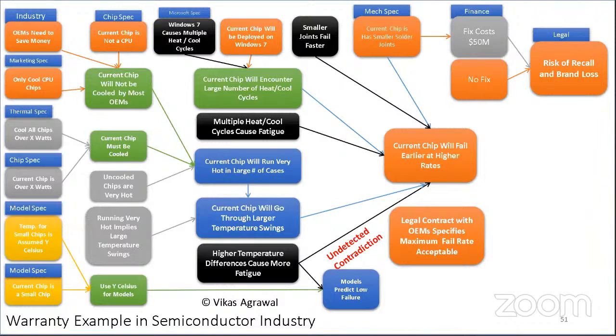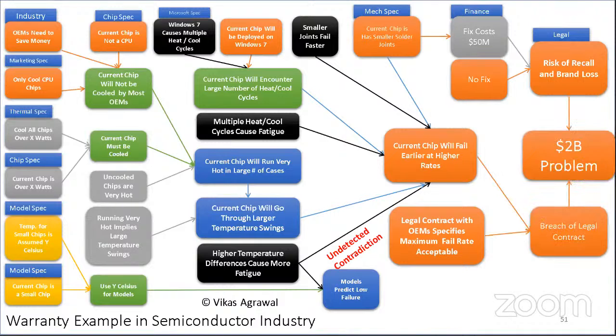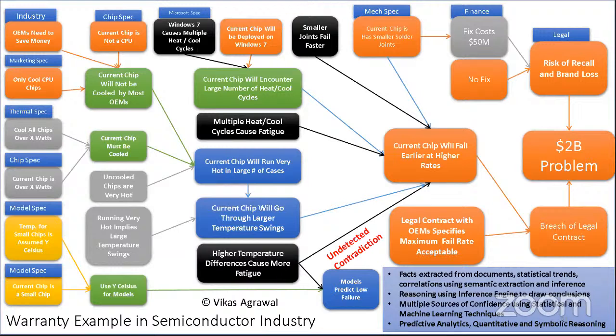Okay. So now notice we're using multiple things, right? You have facts extracted from documents, statistical trends, correlations using semantic extraction and inference, reasoning using an inference engine to draw conclusions, multiple sources of confidence using statistical and machine learning techniques. And at the leaf level, you have these deep learning models with predictive analytics, quantitative and symbolic reasoning, all of that to create this prediction that there's going to be a high failure rate for these parts, right?